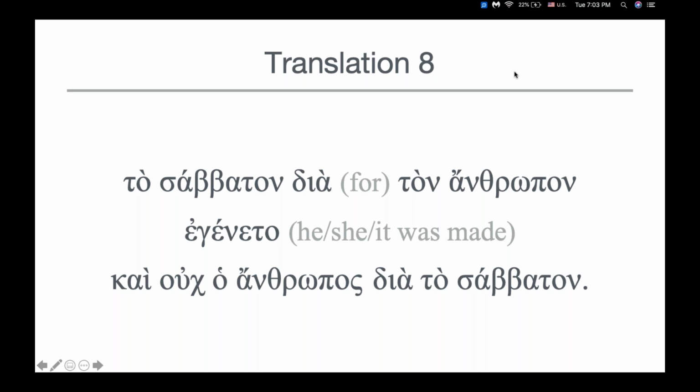Ta sabaton dia ton anthropon egeneto kai ouk ho anthropos dia to sabbaton. All right. So whenever you're translating a sentence that's a little bit longer like this, one of the first things you want to do is figure out what is the subject. So whenever you're looking at this, do you see anything that is in the nominative? That second word there. Ta sabaton. Okay. So what does ta sabaton mean?